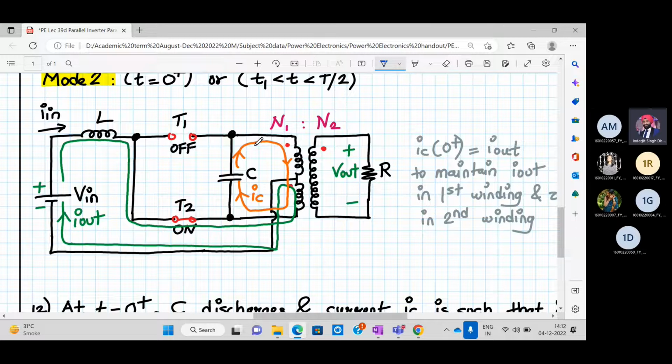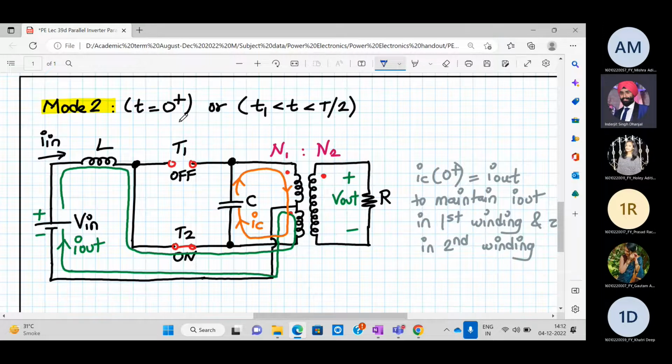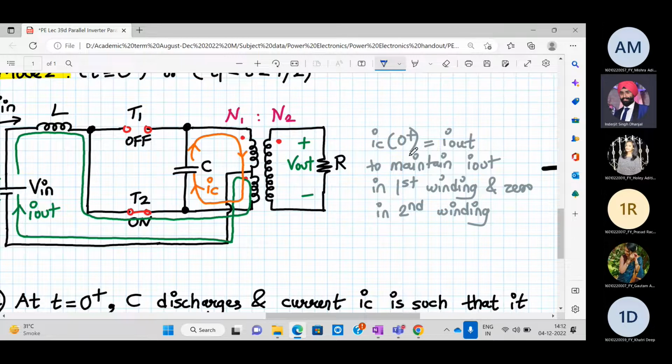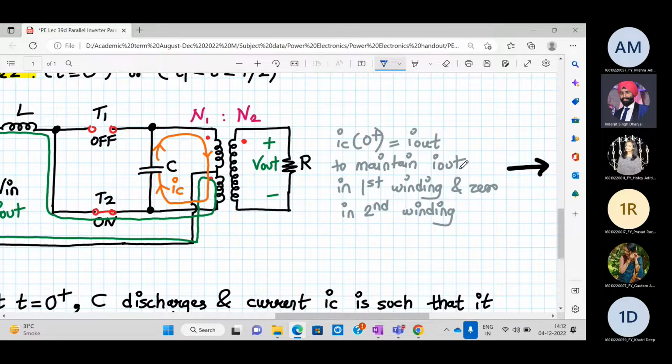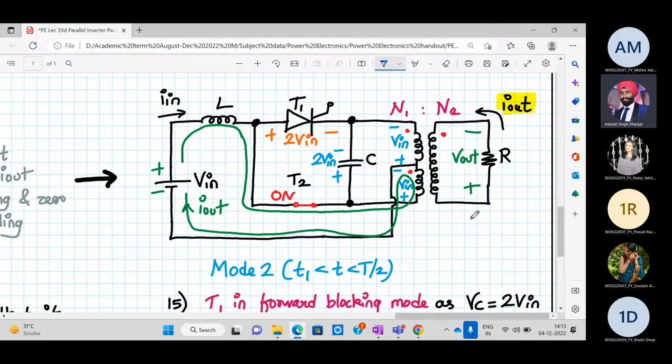So the capacitor current will flow through the upper half, and what will it do in the lower half? In the lower half, earlier there was no current, right? So this current IC and this current I out will balance out, such that the condition is similar to when it was t less than 0. Okay. So the capacitor will now discharge. So here I have written I out to maintain I out in the first winding and 0 in the second winding.